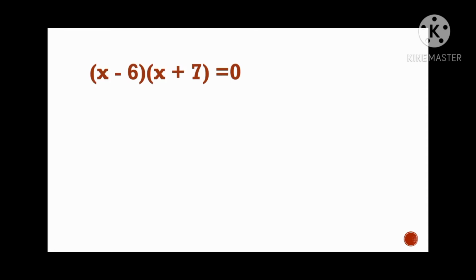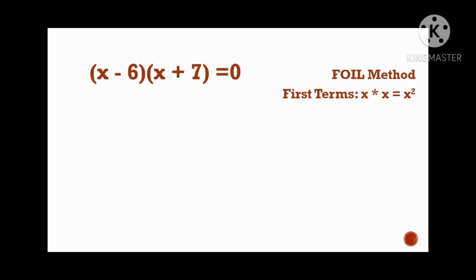Next equation is the product of x minus 6 and x plus 7 equal to 0. So, pag ganito ang given, we are going to use the FOIL method. So, FOIL method, or F stands for the first terms. And in this equation, the first terms of the binomials are x and x. So when we multiply x and x, the product is x squared.